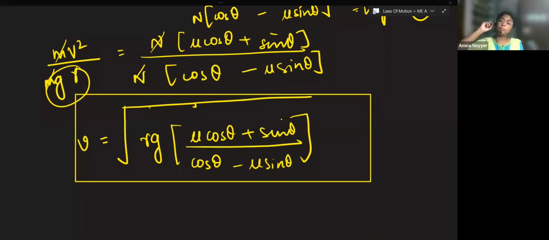It was just mu Rg in the plane case. As soon as it is inclined, it becomes under root Rg times mu cos theta plus sin theta divided by cos theta minus mu sin theta. This is a big formula. You have to remember this formula.